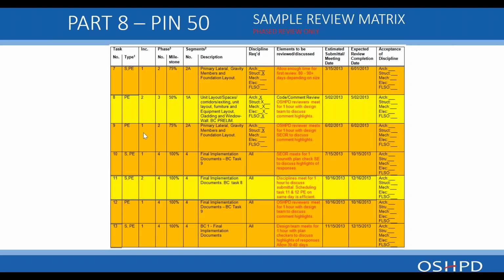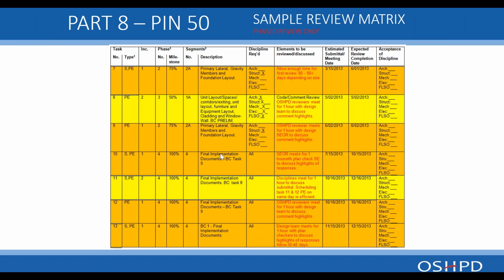You'll note that here at a plan exchange meeting of increment 1, sometime later, after we allow some response time between getting it back and the designers preparing responses, they resubmit, and there is another plan exchange meeting where they have an opportunity to meet and discuss their responses.